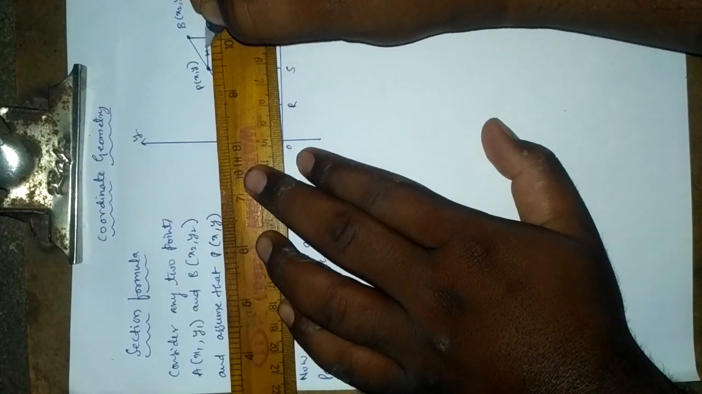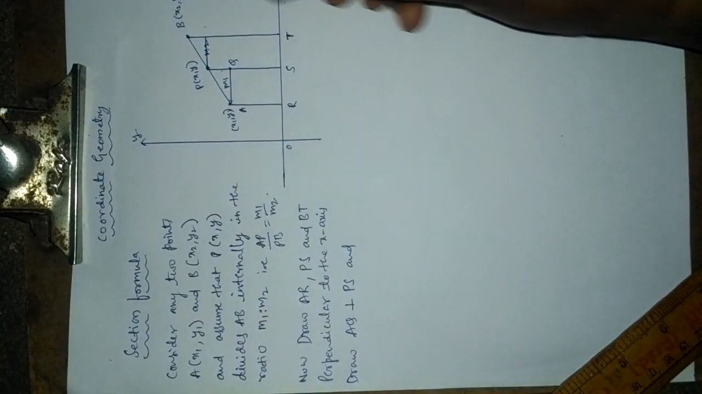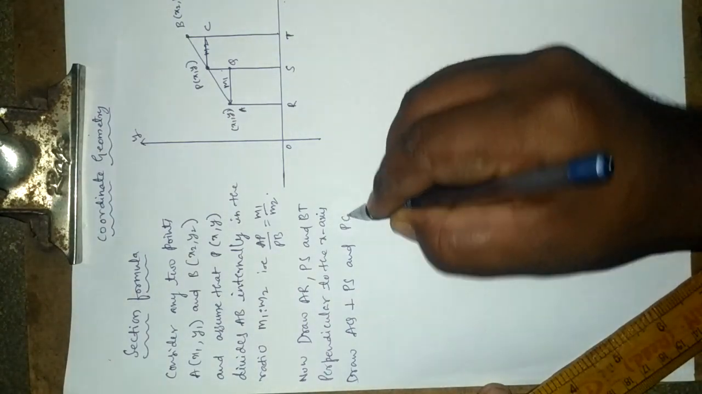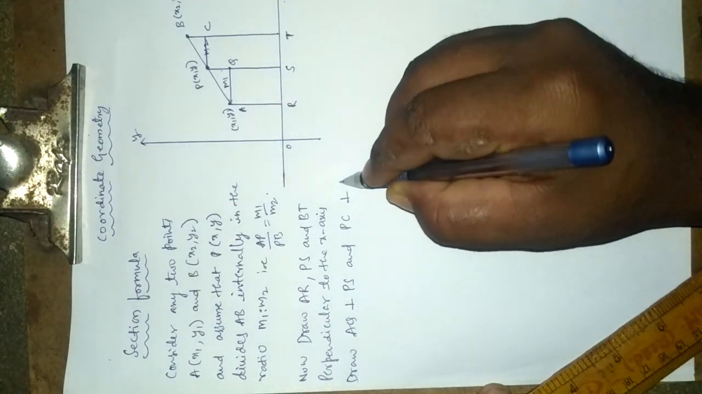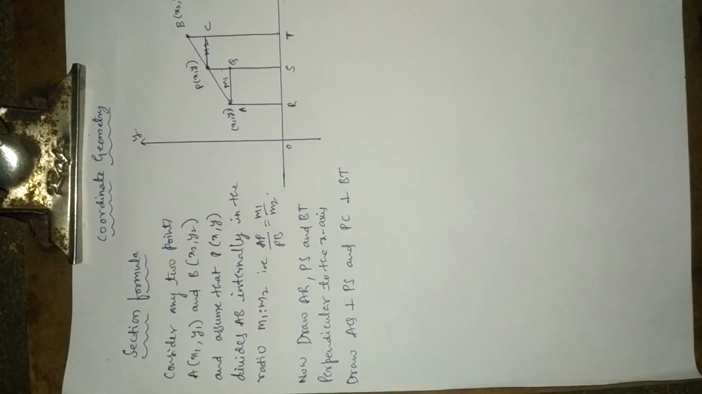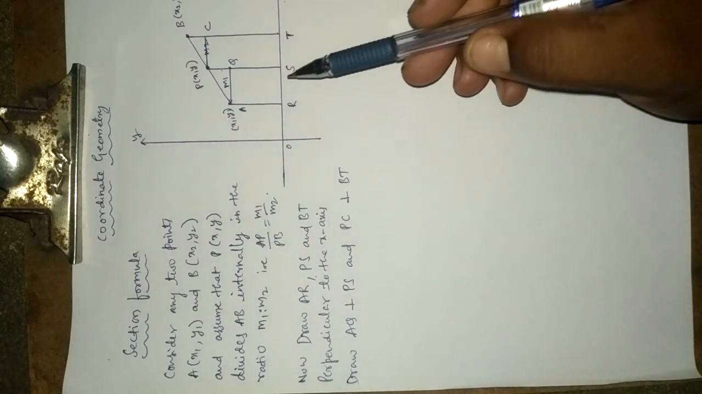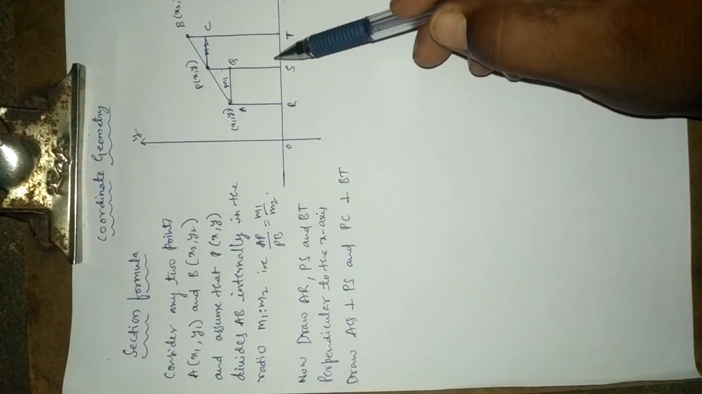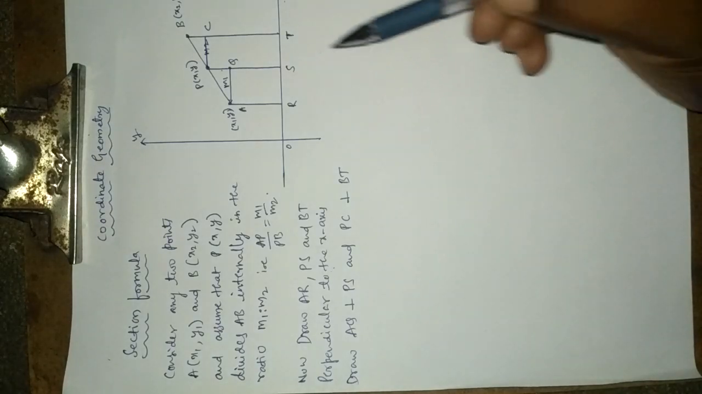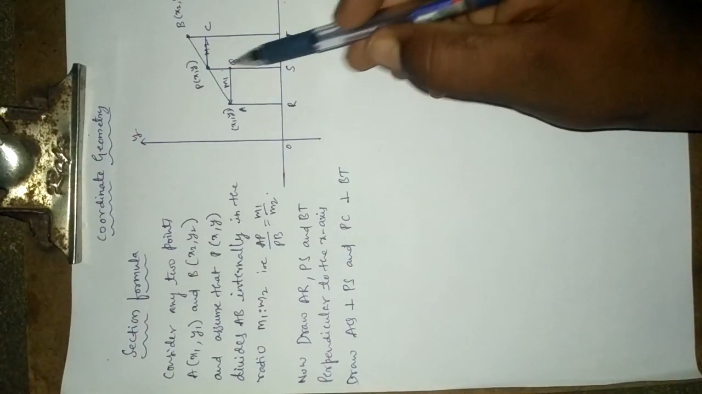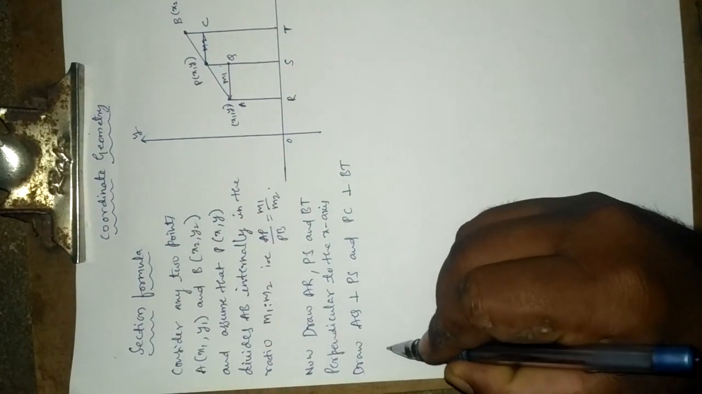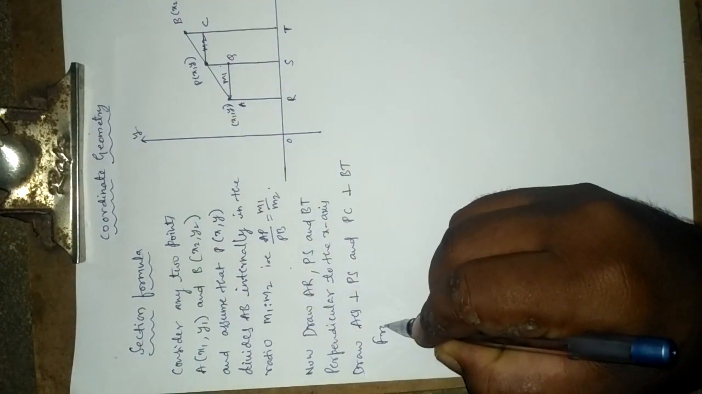And from point P we have to draw a perpendicular to the BT. This one I am going to name as C, and PC perpendicular to the BT. Now what happens after drawing AQ perpendicular to PS and PC perpendicular to BT? There exist two triangles. One triangle is AQP, another triangle is PCB.